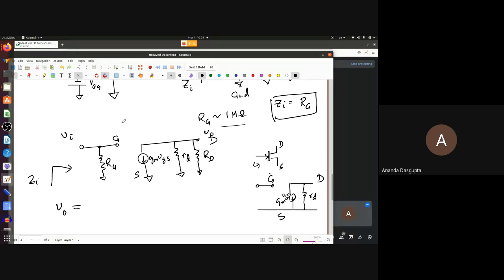If you just focus on this side, VO is the voltage here, meaning it's the voltage between this point and the ground. So the voltage across these resistances. How much is it going to be? GM VGS times RD parallel capital RD. So what is being said is GM VGS is the current flowing here, and it's flowing through these two resistances which are in parallel. And so the voltage drop across the two resistances, which is VO, has to be this. Is this correct?